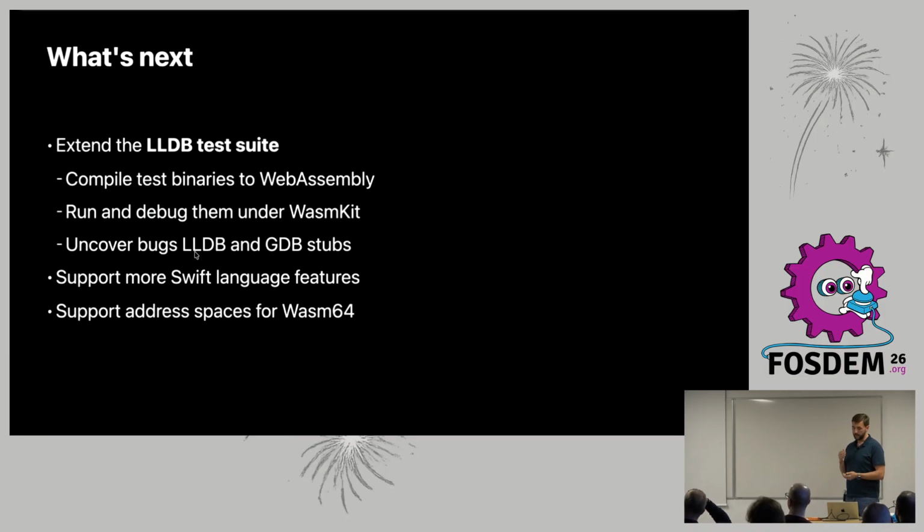So what's next? The immediate priority for us is to extend our test suite to build all our test binaries for WebAssembly and then run them under a runtime. That's going to allow us to reuse our thousands of existing tests to test our WebAssembly support. And hopefully this will also help uncover bugs in the different runtimes' GDB stubs. And beyond that, we'll want to support more Swift features as they make their way over to WebAssembly. And then address spaces is something we'll need to do in order to get Wasm64 support going.